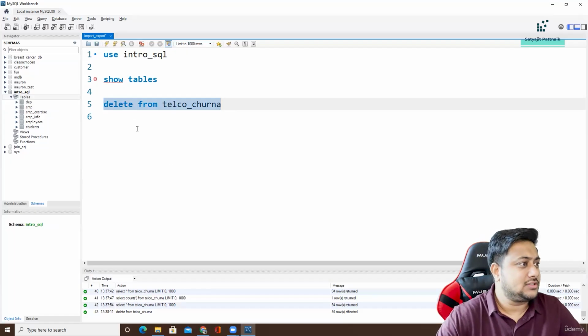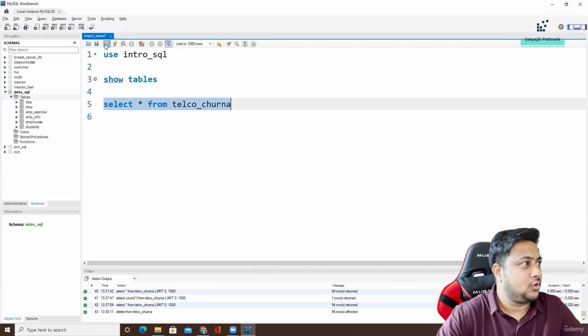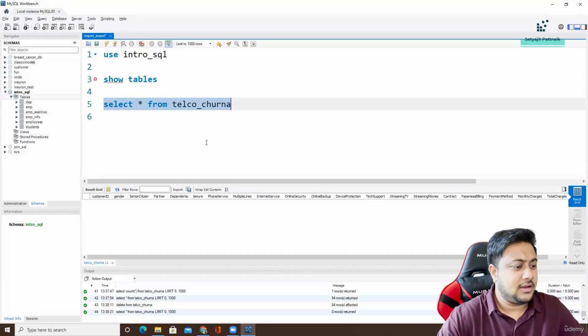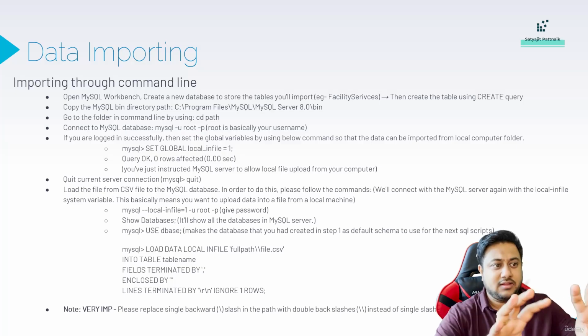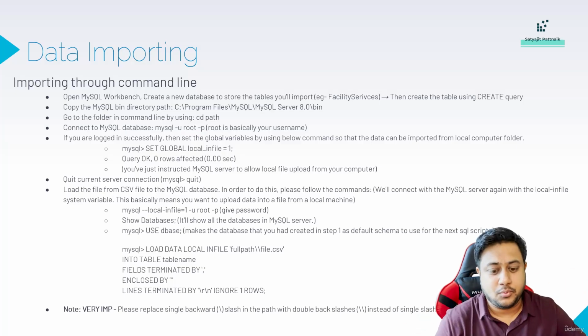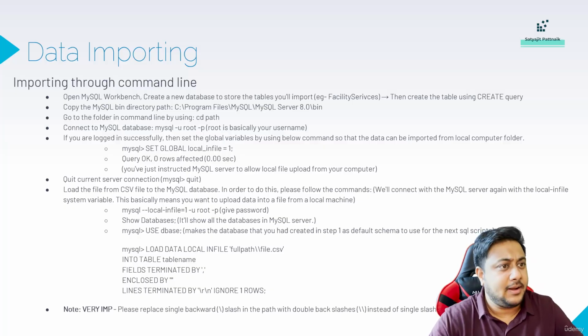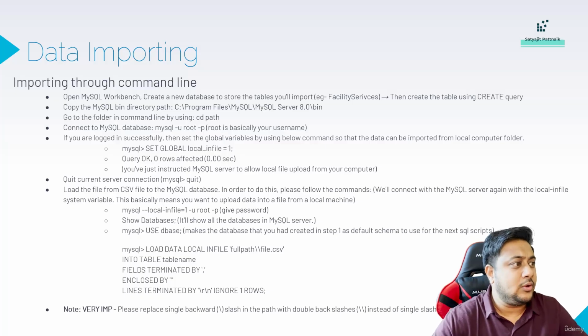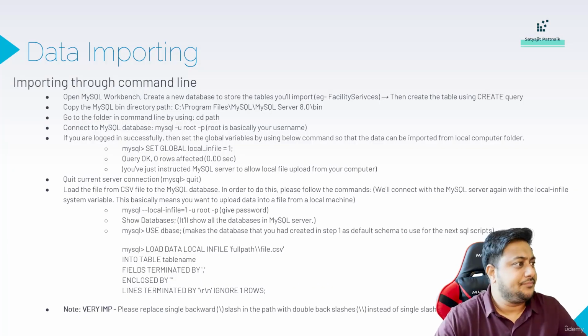Okay, let's delete this, and we'll try to use the command line approach. Deletion has been done. I'll quickly do select star from telco churn A. Everything is done. Let's try to follow the second approach. And once this is successful, I'll come back to the manual importing approach for a smaller data set. Okay, so open MySQL Workbench, create a new database, which we have already created. Then create the table using a create query. As we already have a table, I don't need a create query.